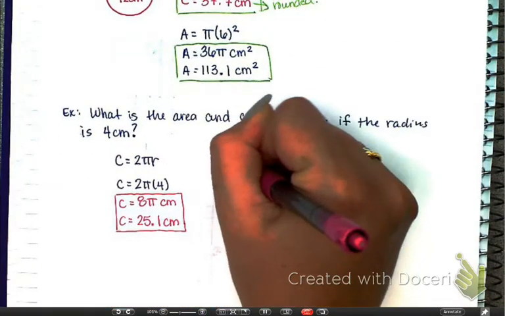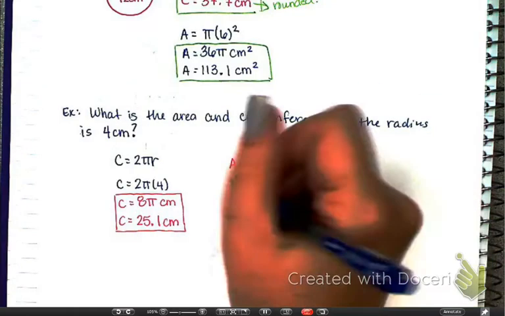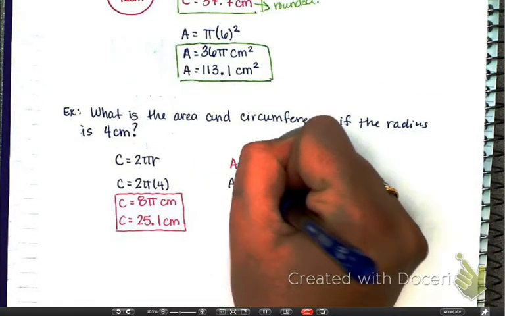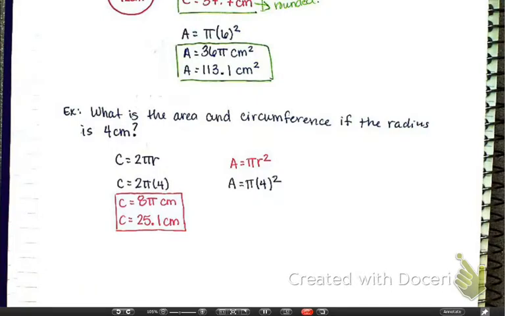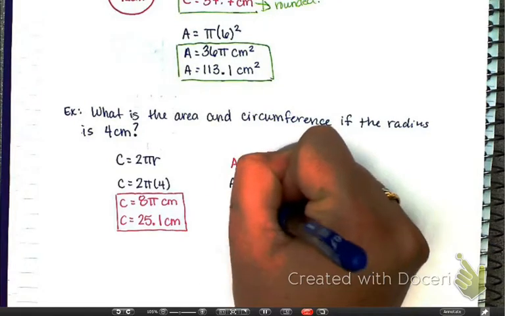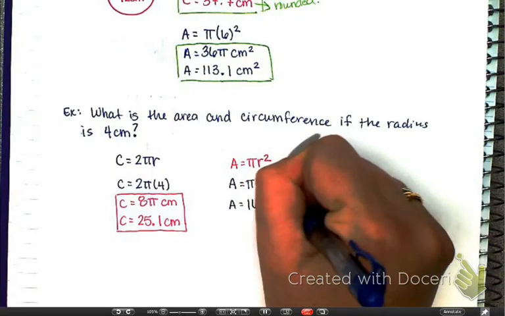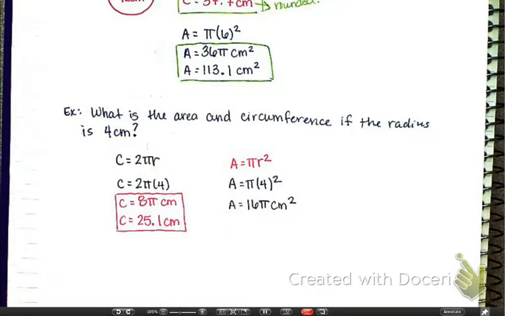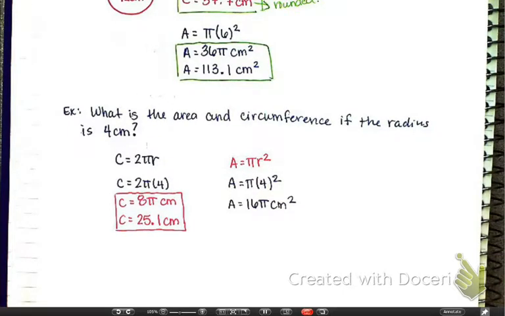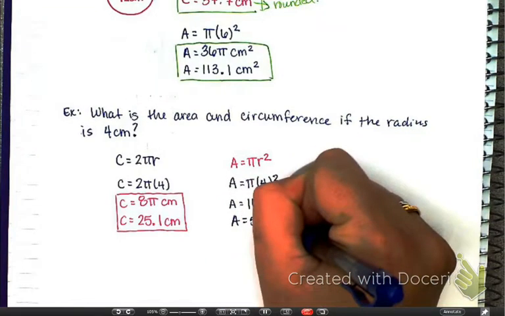Area is pi times the radius squared. What's the radius? 4. So you're going to plug in 4. Simplify. 4 squared? 16. So it's 16 pi, and what are my units going to be? Centimeters squared. Okay, so that's my exact answer in terms of pi. Now plug that into your calculator. 16 times pi, rounded to the nearest tenth, is 50.3 centimeters squared.